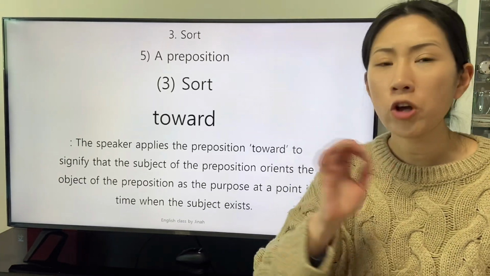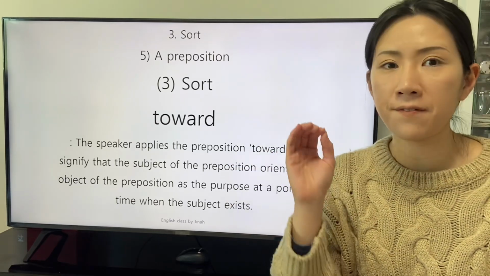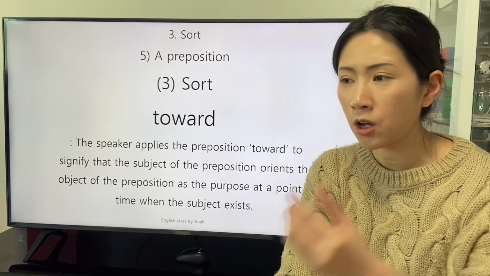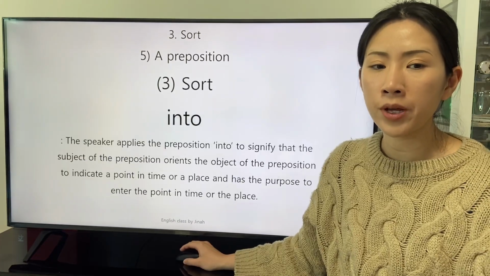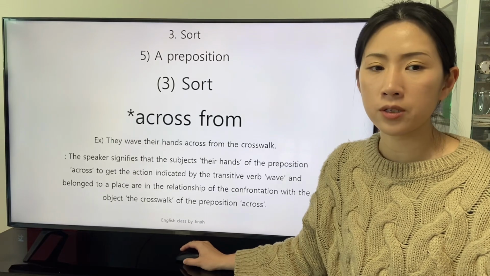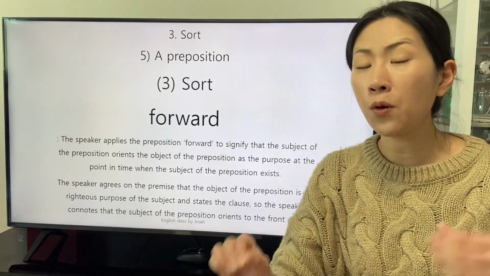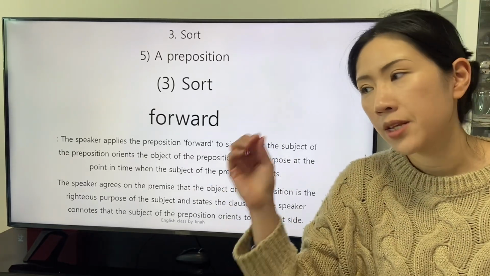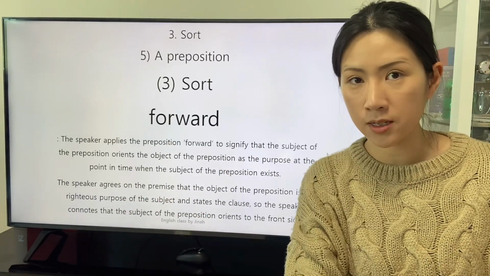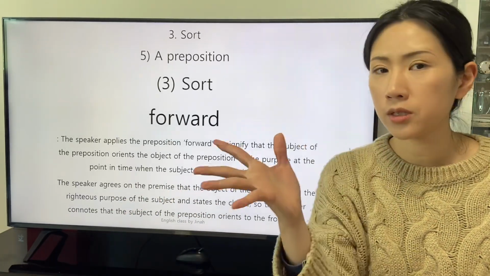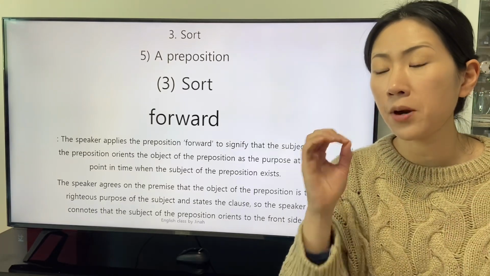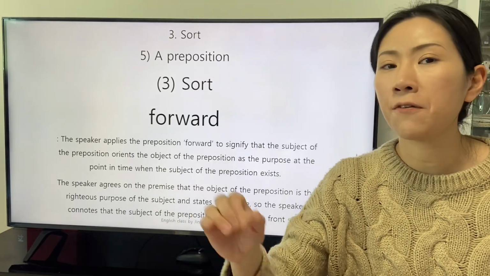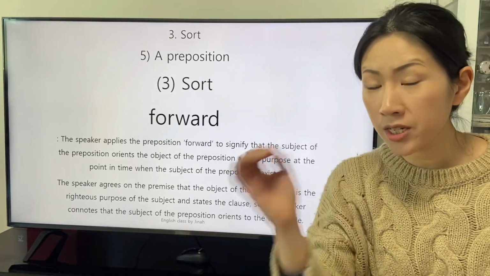The speaker does not reveal the perspective of the agreement that the object of the preposition toward is heading the front side. This is comparable with the preposition forward. The preposition forward reveals the relationship between the subject and the object, that is, the orientation of the subject, like the preposition toward. But the speaker reveals the perspective that the object of the preposition forward is heading the front side as the righteous way.